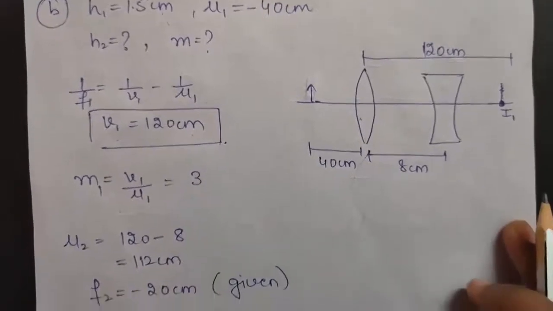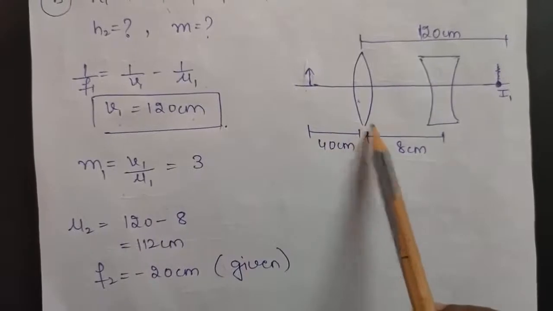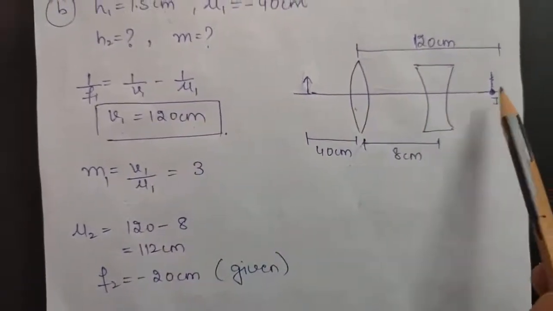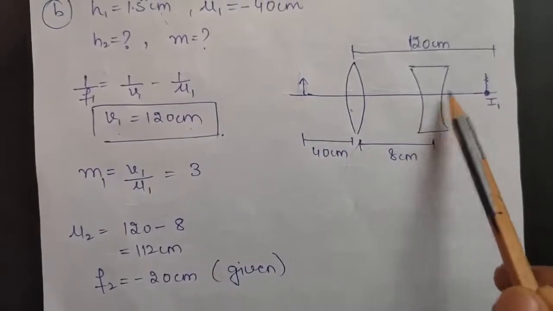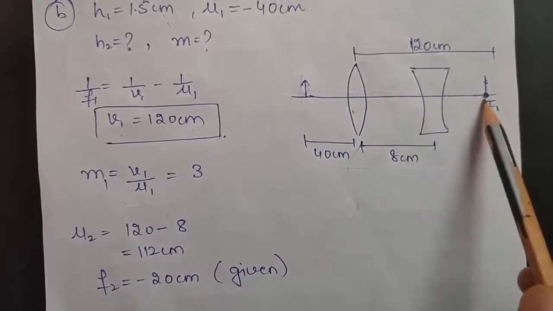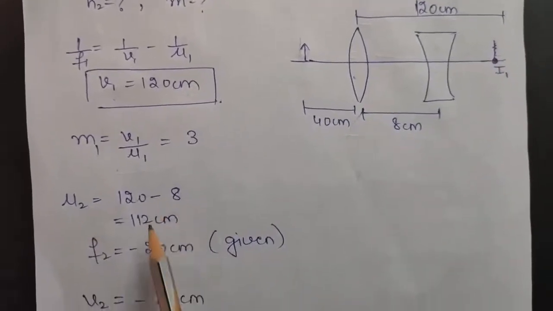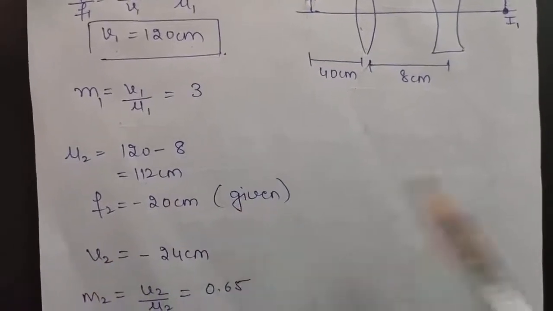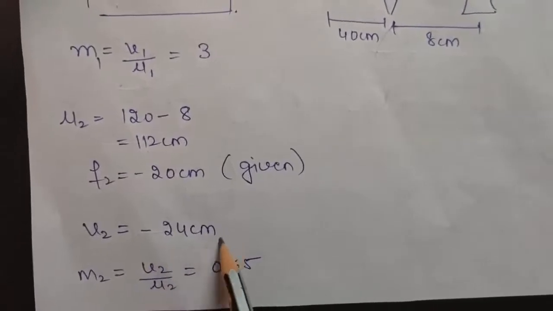Okay. Now again look at the diagram. This is 40, this is 8. The image is formed at 120 centimeters. This image will be acting as object for this lens. So this distance will be 120 minus 8. So u2 will be 120 minus 8, that will be 112 centimeters. f2 is already given in question. Again use lens formula. You will get v2 to be minus 24 centimeters.